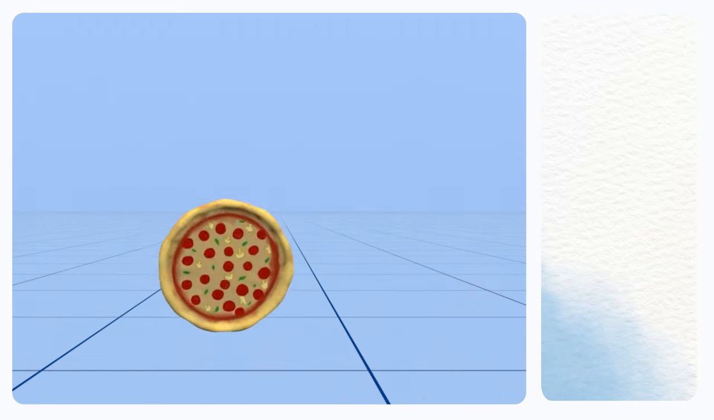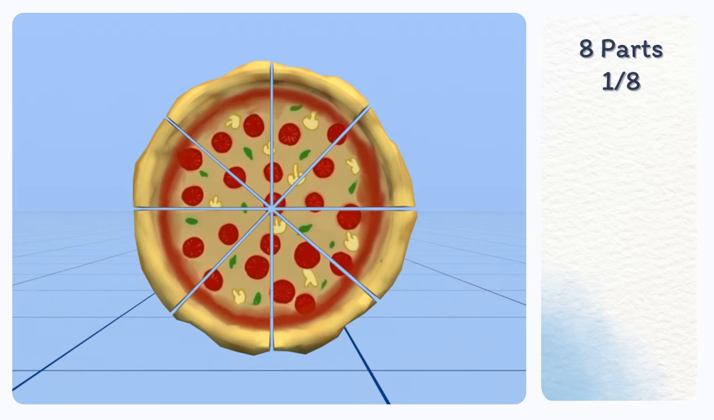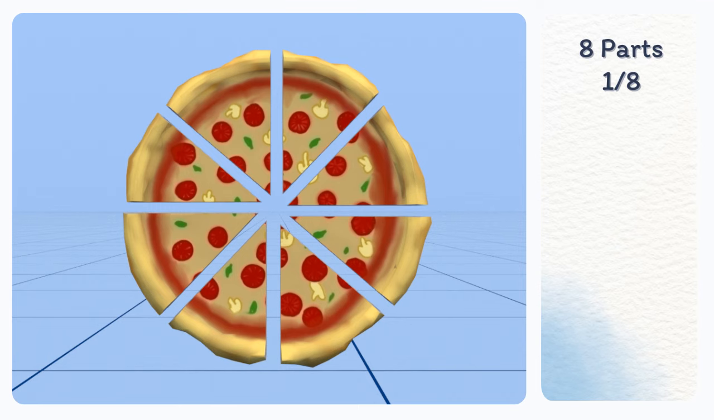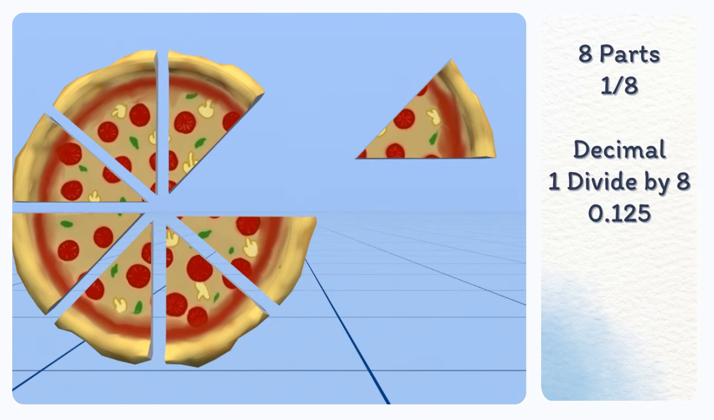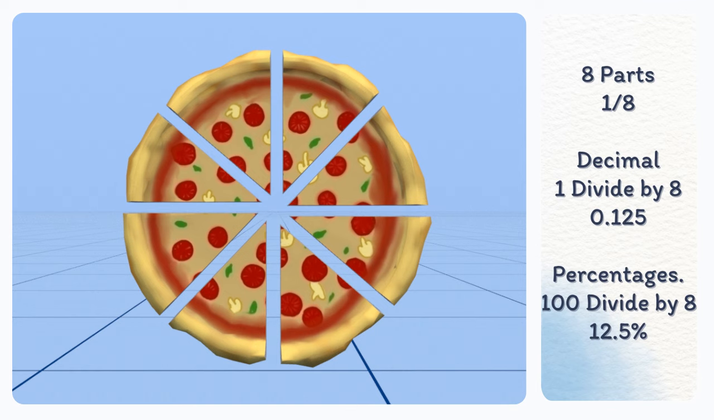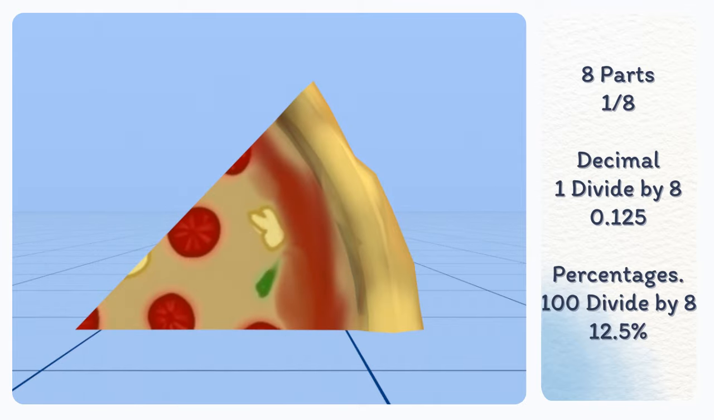Now let's take the pizza and cut it into 8 equal parts. Each slice is now 1/8 of the whole. To write this in decimal form, we divide 1 by 8, which gives us 0.125. In percentage form, we divide 100 by 8, which gives the result 12.5%. So taking one slice from an 8-piece pizza means you have 1/8 of the pizza, which is also 0.125 in decimal or 12.5% in percentage form.